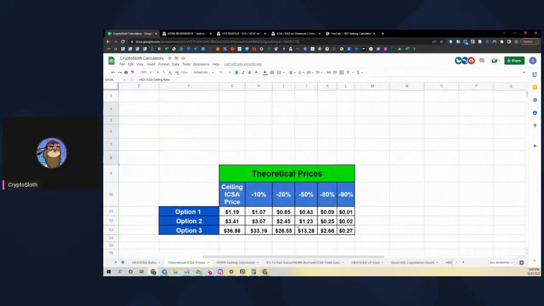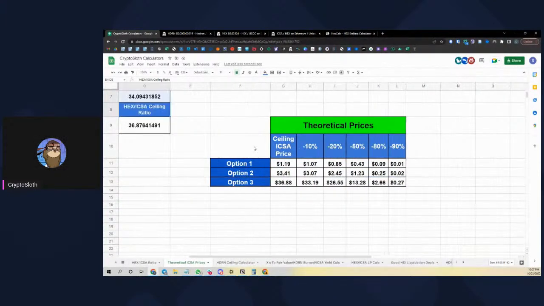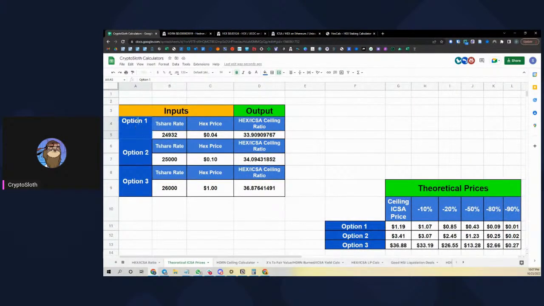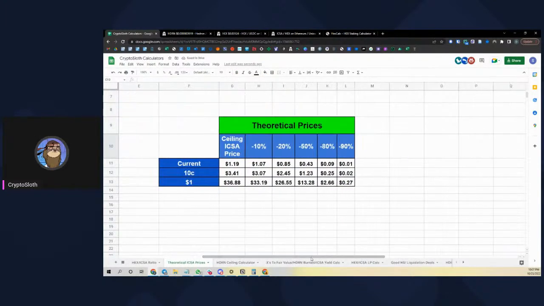And then over here in this little theoretical prices, it'll go through each option. So just to keep it, I'm going to change this to current. This is 10 cents, and this is $1. Okay. So now we can see the current ceiling icosa price, and this is all in dollar terms, is $1.19. And then we also get to see what the price would be at a certain discount, like minus 10%, 20%, 50%, 80%, and 90%.